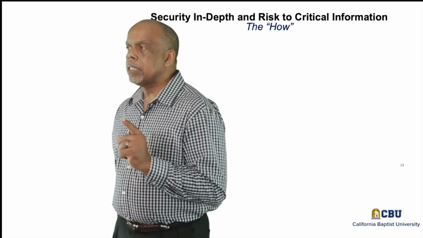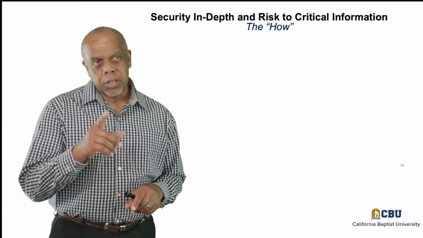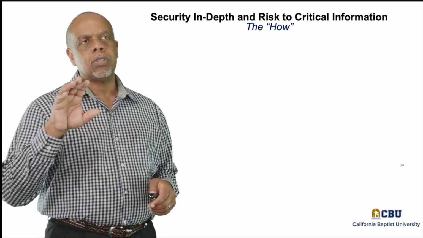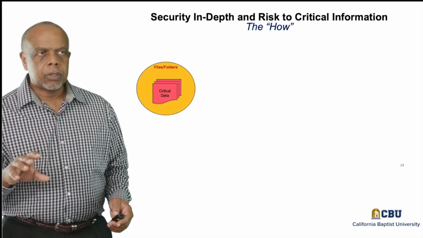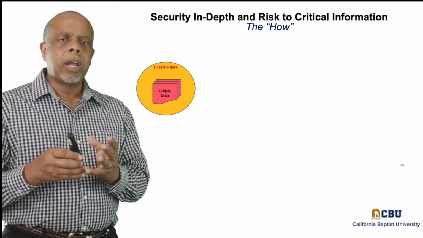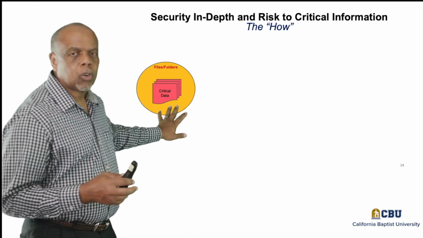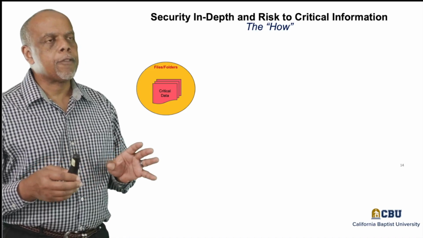So now let's talk more about the how. What we talked about earlier was a lot of the why. So here's some of the how. That's what we talk about when we talk about security in depth and risk to critical information. So it always comes back to, where are the golden eggs? That's what I like to call them. What are we actually protecting? Where is the critical data, or the CPI, the critical protected information?